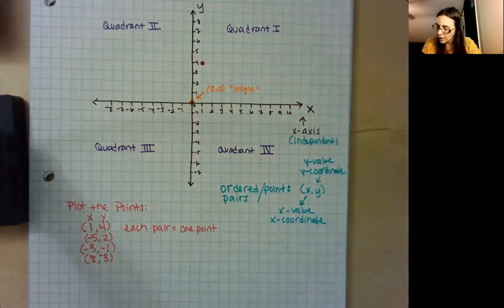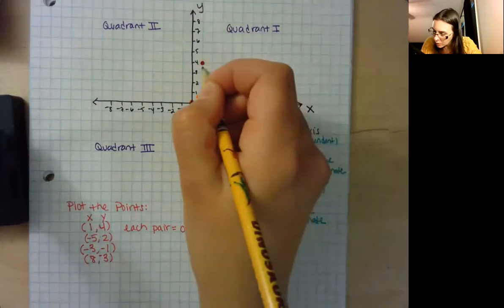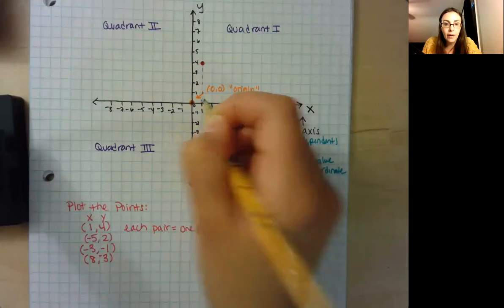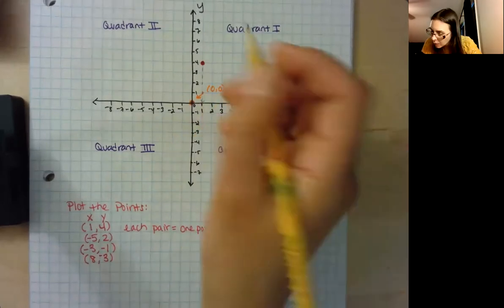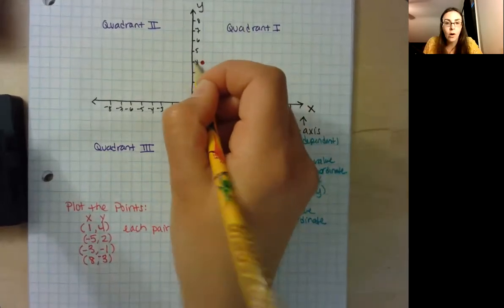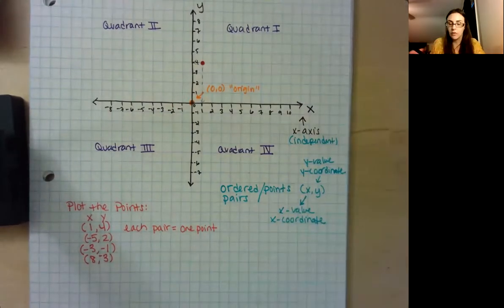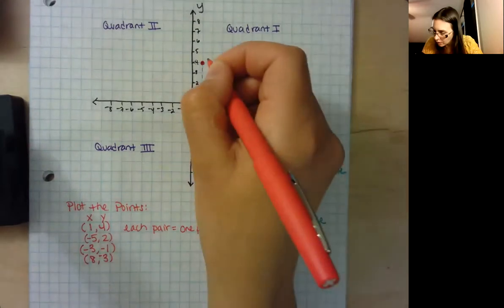Okay. So if I look, I'm just going to use a little pencil here to show you. You can see that going this way, it lines up with the 1 on the x-axis. And going this way, it lines up with the 4 on the y-axis. So that point is really the intersection of those two values. So here's the point 1, 4.